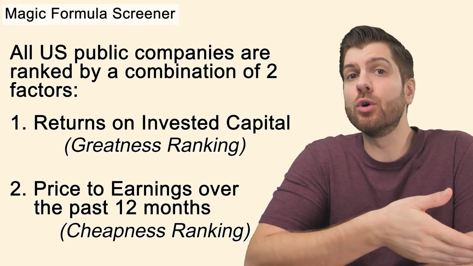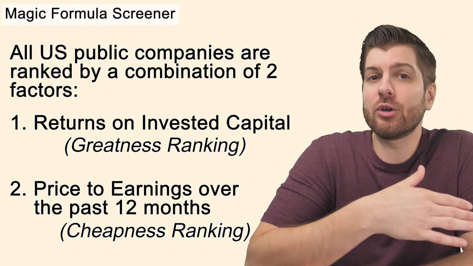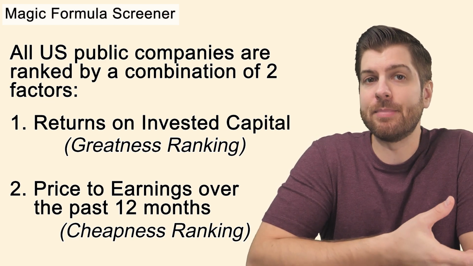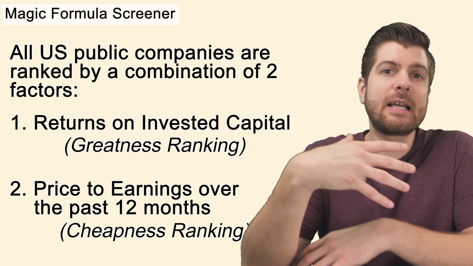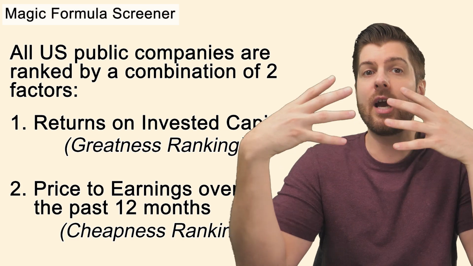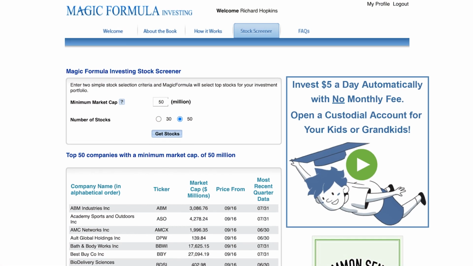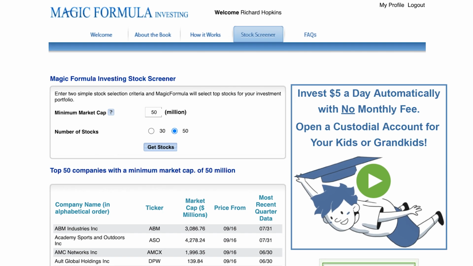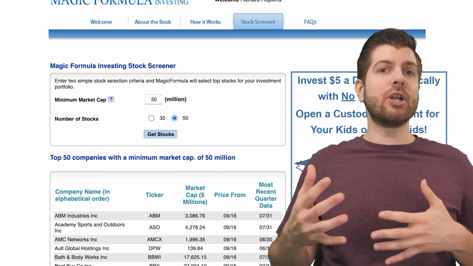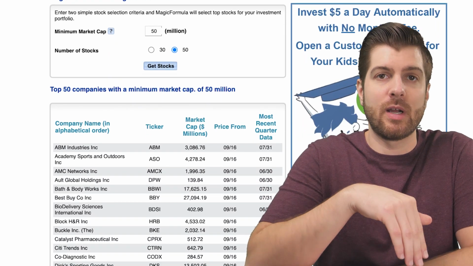So companies like Google might rank high in the returns on invested capital ranking, but would generally rank pretty low in the cheapness ranking. The magic formula combines these rankings so that the highest ranking companies will be a combination of both great and cheap. The only parameters you can adjust in this screener are the minimum market cap and the number of stocks that you'd like to see. Now, at any given time, there's going to be about 250 stocks across the range of market caps showing up in this screener.